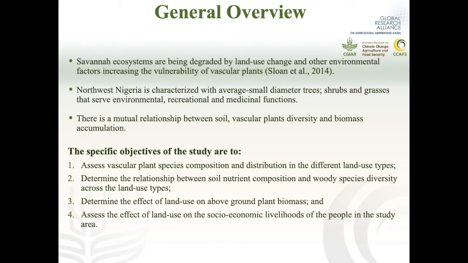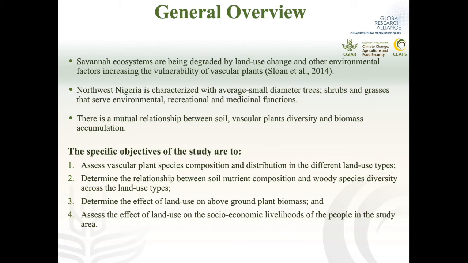soil compaction as a result of overgrazing, unsustainable agriculture, uncontrolled usage of agrochemicals, and soil with extractions. There is a mutual relationship between soil, vascular plant diversity, and then biomass accumulation, hence the following specific objectives.